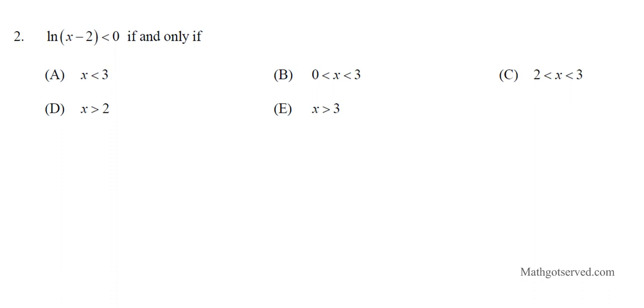It says the natural logarithm of x minus 2 is less than 0 if and only if... Well, this requires you to know the nature of this graph. The natural logarithm function, you need to know what it looks like, and also the whole idea of transformation. So if you have this function right here, ln x minus 2, what kind of translation is this?